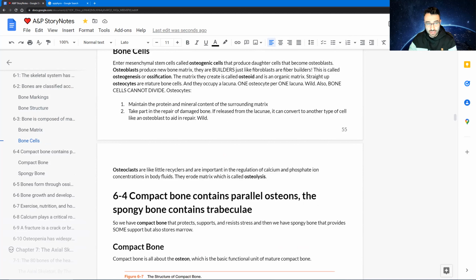So osteocytes, again, these mature bone cells, are going to maintain the protein and mineral content of bone matrix. They're also going to take part in the repair of damaged bone. If released from the lacuna, it can convert to another type of cell like an osteoblast to aid in repair. So we are producing bone cells. They're just not undergoing mitosis. They're not dividing.